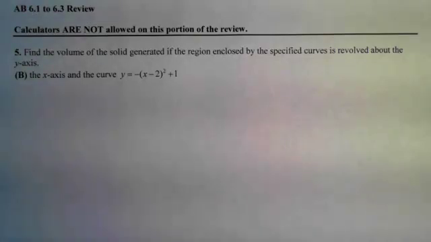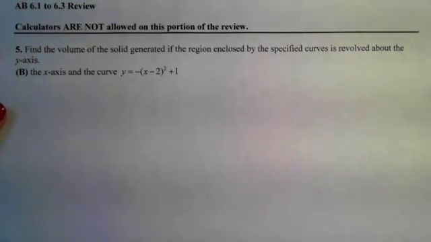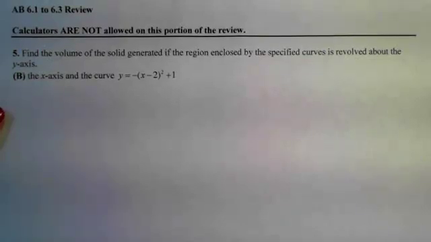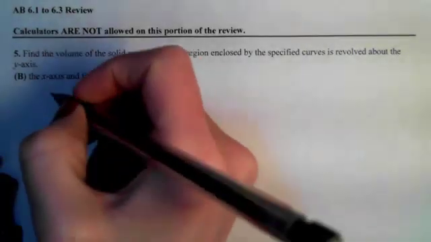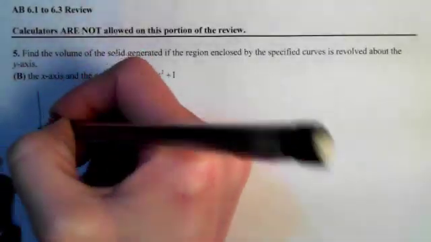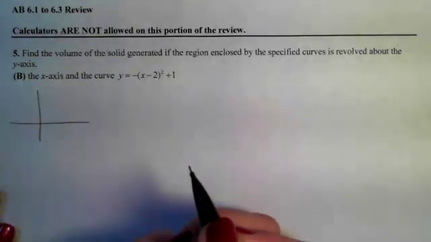This is the 6-1 to 6-3 review. Calculators are not allowed, and it's 5B. And again, I'm going to do this both methods. So we'll see one with washers, and we'll see it again with cylindrical shells. So for both of these, we need to graph the axes and the region that's being rotated.